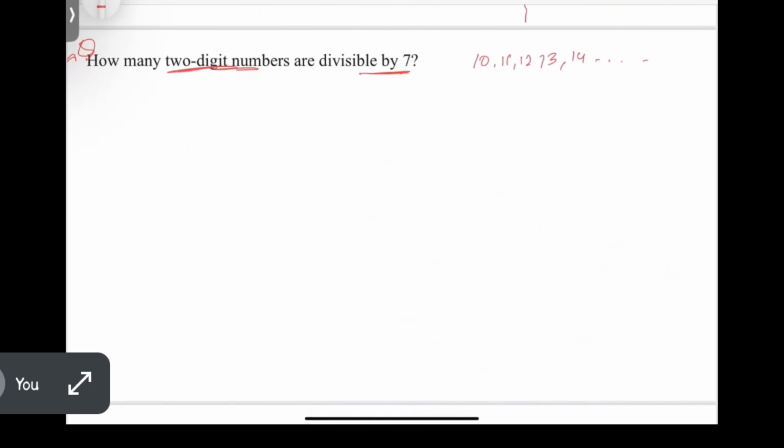And it ends by how much? Two-digit number. The greatest two-digit number is nothing but 99, because next is 100. So 100 is a three-digit number. So what we need to find is the smallest number.